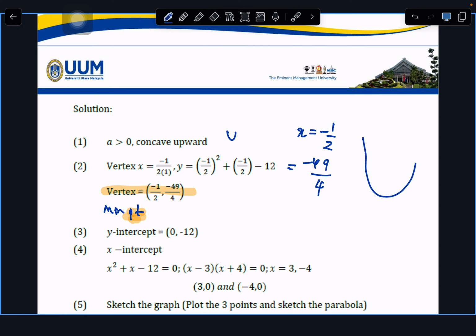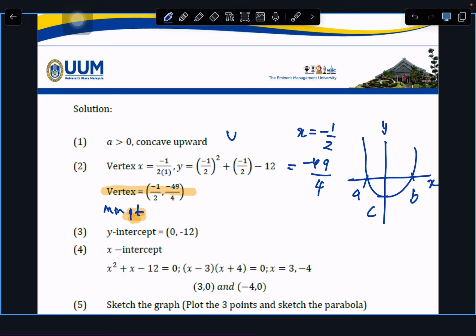So basically, let's say we have a graph here. Let's say this one is x, this one is y. Let's say this one is A, this one is B, this one is C. So what is our x-intercept? A and B. What is our y-intercept? C. So intercept here means the graph cuts the x-axis or the graph cuts the y-axis.